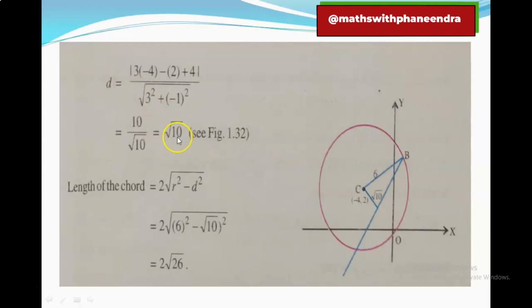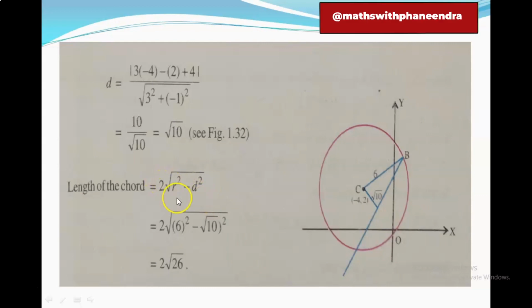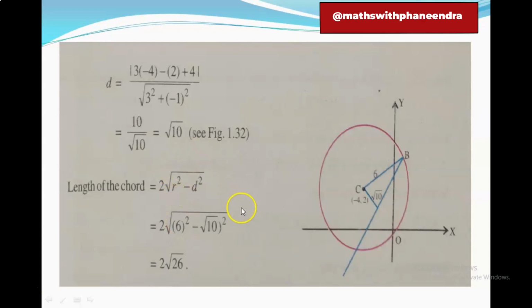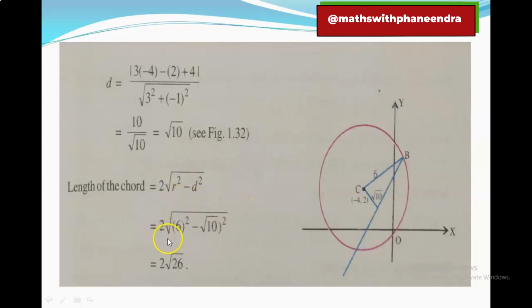We got the d value, and the radius value also we got. So substitute both values in the formula for length of chord. Length of chord is equal to 2 root of r square minus d square. r is equal to what? 6. We got it as 6 square minus d square, root 10 whole square. So this is equal to 2 into root of 36 minus 10, which is equal to root 26. Therefore the length of chord is equal to 2 root 26. We move to the next question.